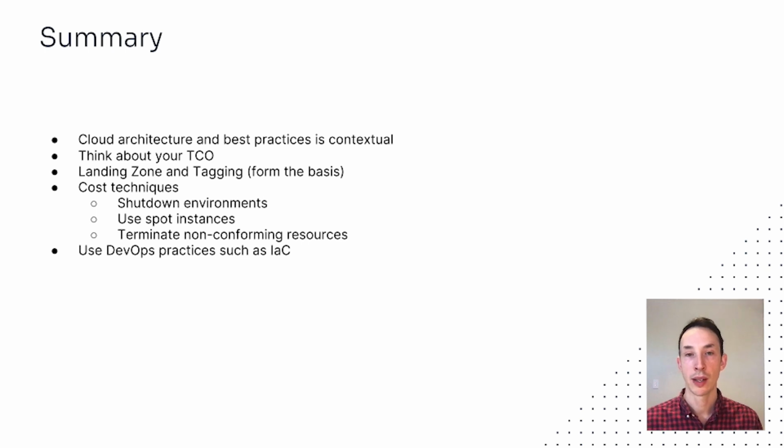We talked about two hygiene practices. We talked about landing zones and creating a space to manage your macro level view of your cloud environment. And then we talked about tagging, which is a way of getting a micro level view down to the cost allocation reporting. Once you've got those things in place, we can put in some cost reduction techniques pretty quickly. So things like shutting down our dev environments when they're not in use, using spot instances to get a much cheaper market rate on compute, and then just terminating any resources that aren't conforming to your standards. And then we talked about how we can use things like automation and DevOps practices to continually evaluate and improve all the things we just talked about.